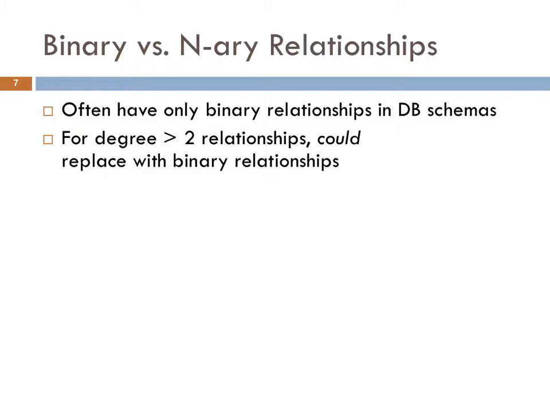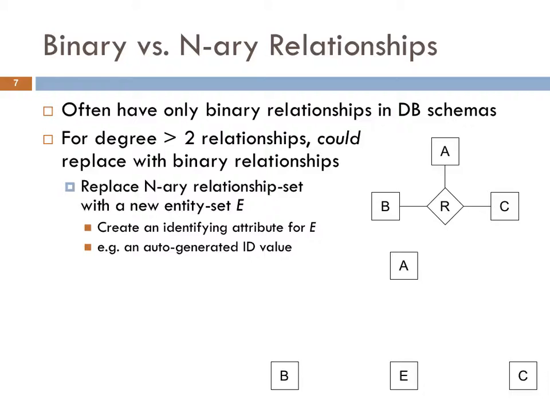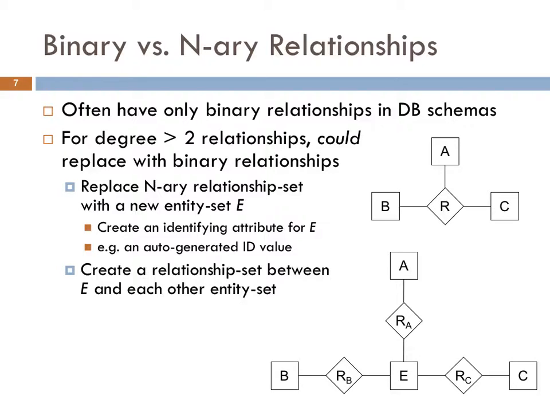Okay? Most of the time you're going to have degree 2 relationship sets. In fact, a lot of tools only allow you to have degree 2 relationship sets. So it's like, why would I even allow degree 3 relationship sets anyway? So let's say that we have this configuration. So again, we have entity sets A, B, and C, relationship set R. We could try taking this ternary relationship set and replacing it with another entity set and 3 binary relationship sets. Something like this.